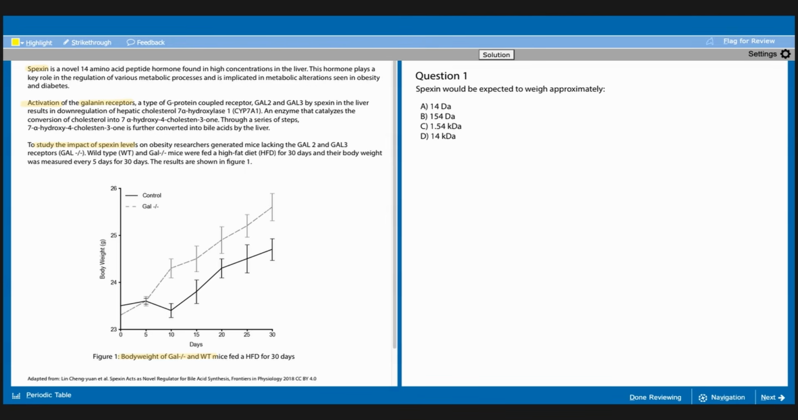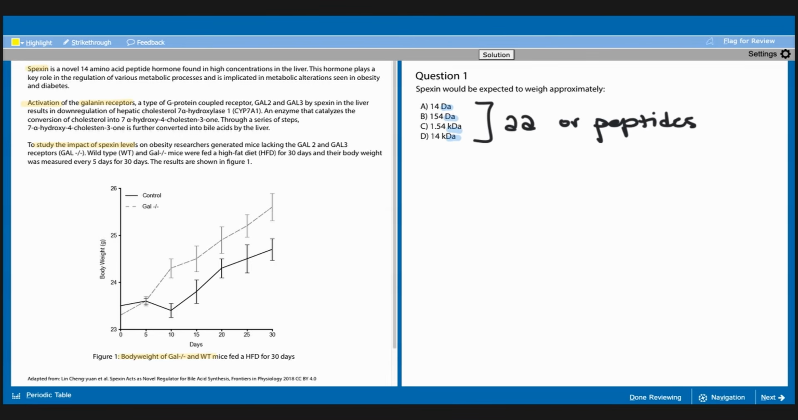So this first question asks, spexin would be expected to weigh approximately, and then we have some Dalton and kilodalton values. The first thing that I'm going to be thinking about in this particular instance is the content. The thing that's coming up for me here would be protein, since I know about the weight of proteins, and I'm also thinking maybe something to do with amino acids, since I know that there is a correlation between the amount of amino acids, their average weight, and the weight of particular proteins.